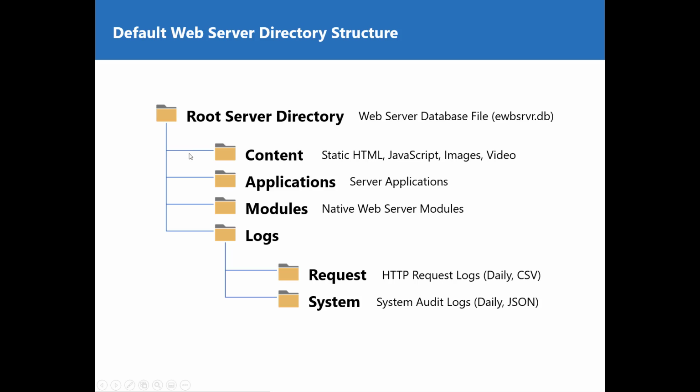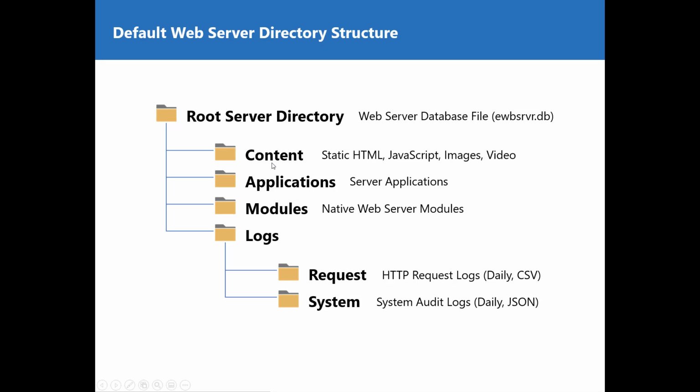So, what do these server directories look like? You have the root server directory, which is effectively the directory that I just indicated. That is where the web server database file is stored. Its name is ewbsrvr.db. This is a custom database format.